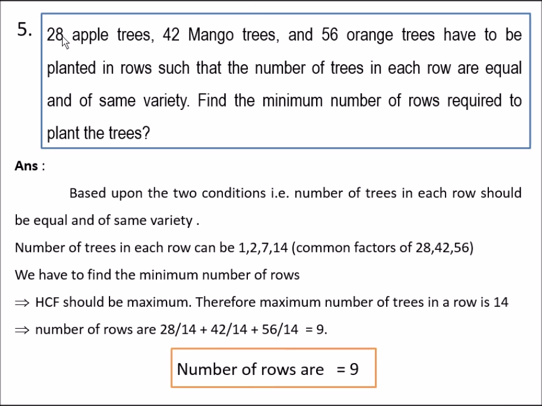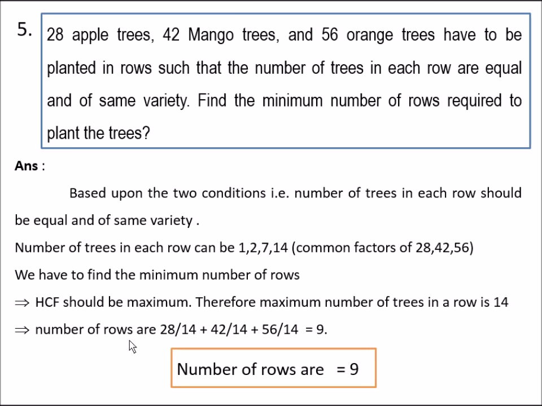Coming to the fifth question, 28 apple trees, 42 mango trees and 56 orange trees have to be planted in rows such that the number of trees in each row is equal and of the same variety. Find the minimum number of rows required to plant the trees. Based upon the two conditions, the number of trees in each row can be 1, 2, 7 or 14, that is the common factors of these three numbers. We have to find the minimum number of rows, so the HCF should be maximum, that is the maximum number of trees in a row is 14.